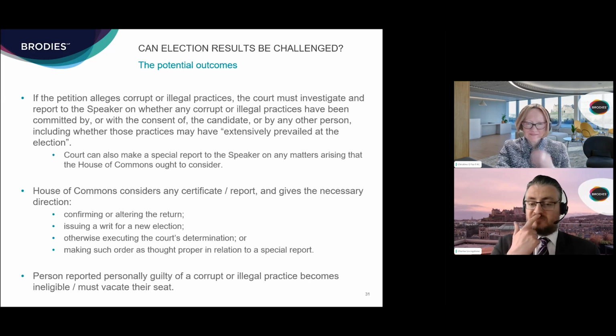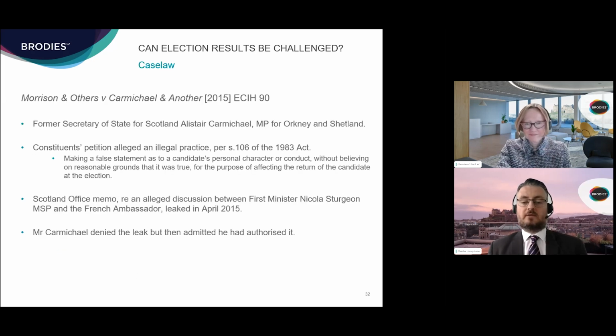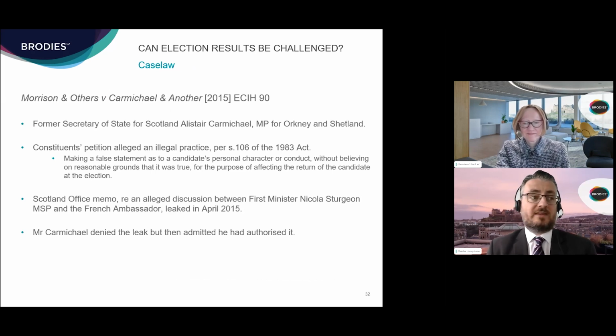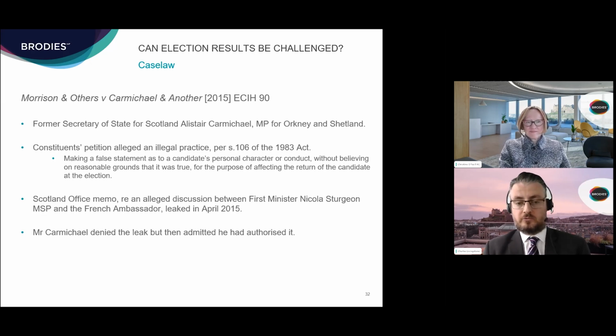So the example that I mentioned, the most high profile, I think it's fair to say, election petition in some years comes from the 2015 election, and it involved a challenge to the election of the former Secretary of State for Scotland, Alistair Carmichael, who was prior to the election and at the election was returned as MP for Orkney and Shetland. And the constituents' petition alleged an illegal practice per section 106 of the Act, which is the illegal practice of making a false statement as to a candidate's personal character or conduct without believing on reasonable grounds that it was true, for the purpose of affecting the return of the candidate at the election.